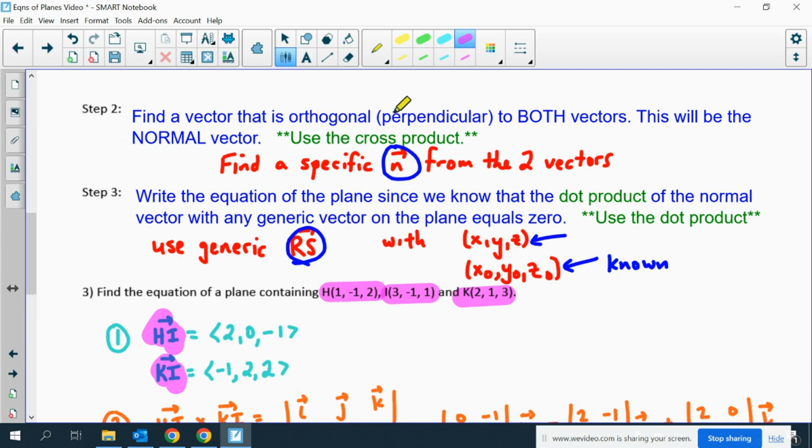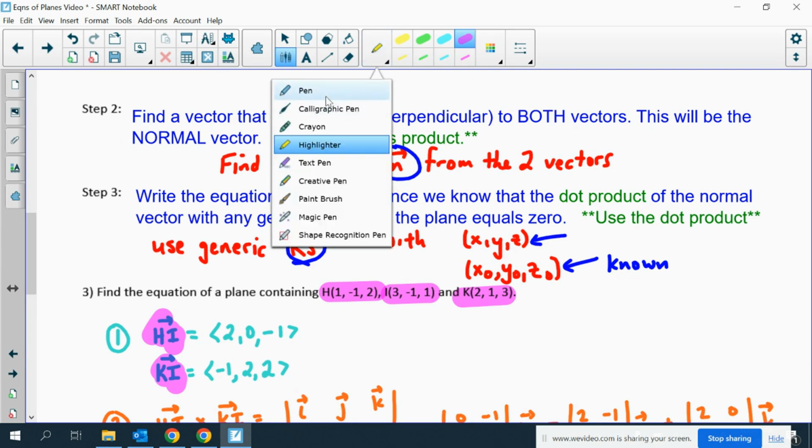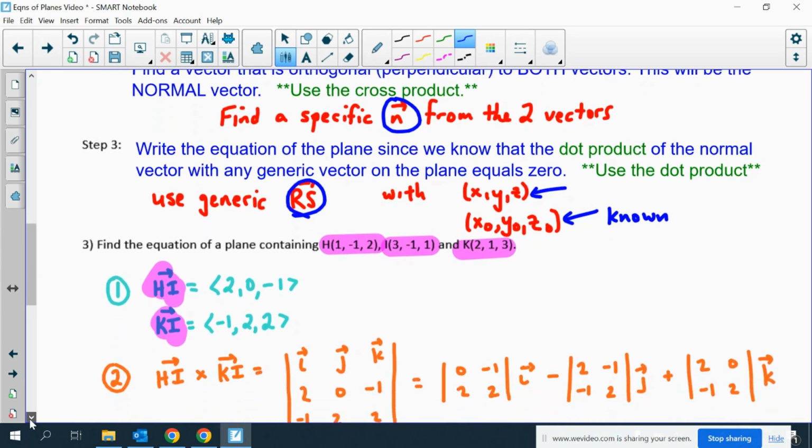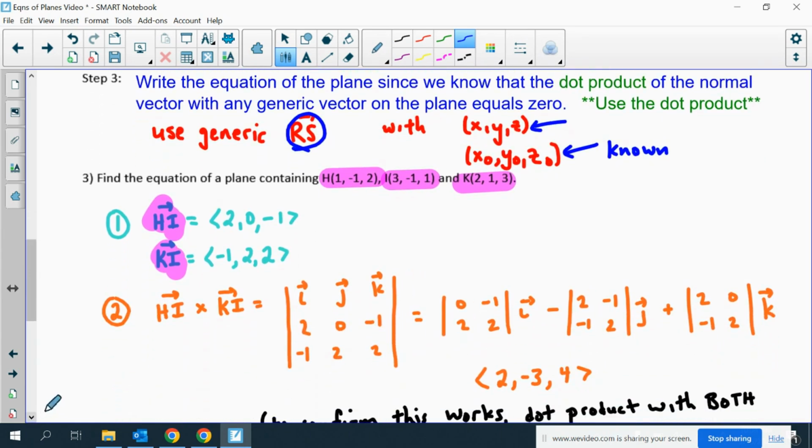Step 2, you find an orthogonal vector to both vectors. So we use the cross product. We've done that a few times. You take the things you get in step 1, you use the cross product with ijk on the top in order to find a normal vector. So this is your normal vector to the plane. After you do all the work, you get 2, negative 3, 4.